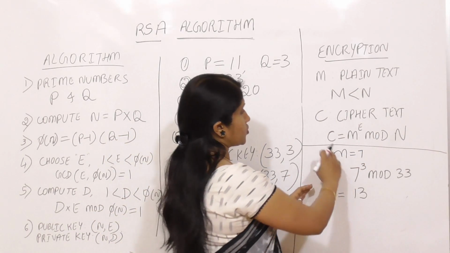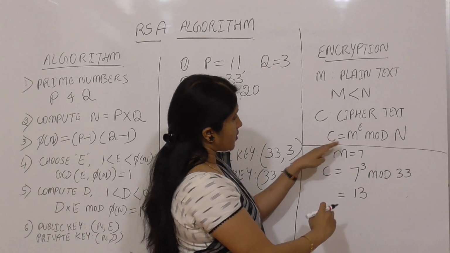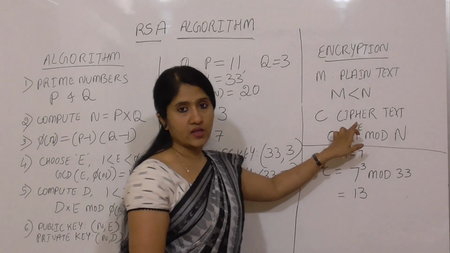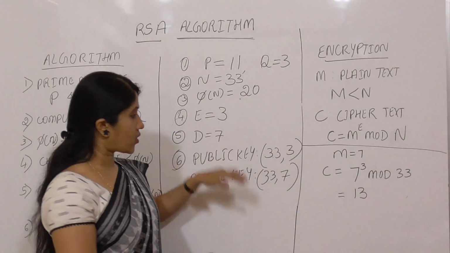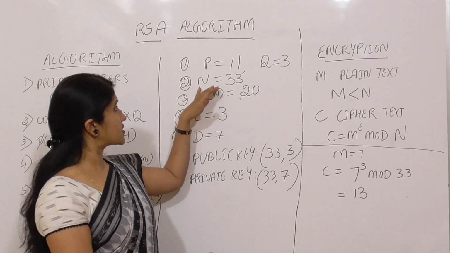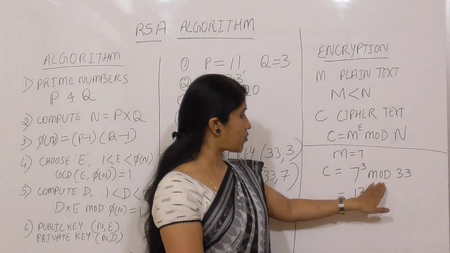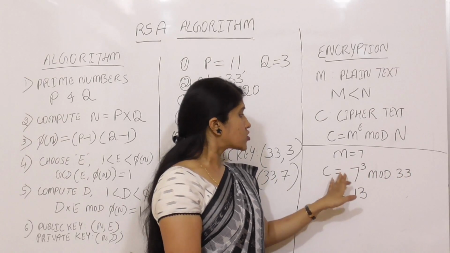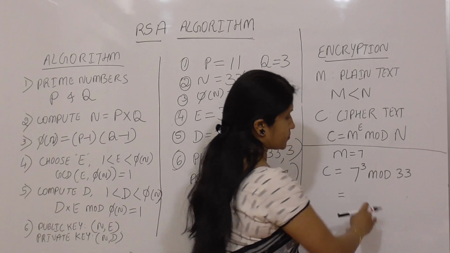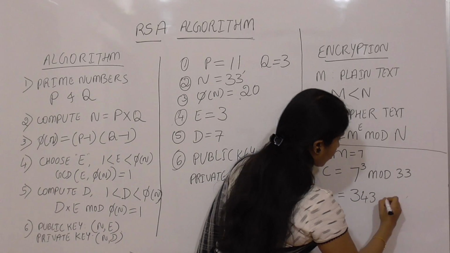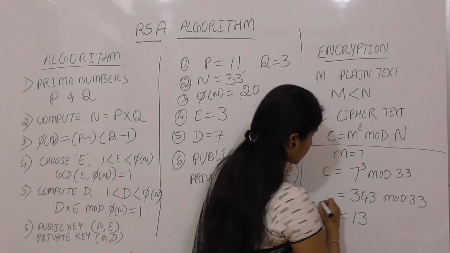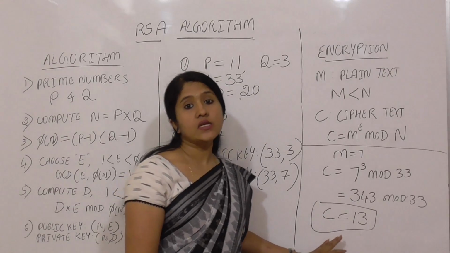Let me substitute it. So ciphertext, what is the formula now? M to the power E. M is 7, so 7 to the power of E. My E is 3. So 7 to the power 3 mod 33. See, here is the N, right? Mod N, mod 33. So I have substituted all the values. Just compute it. 7 to the power of 3 is nothing but 343, and 343 mod 33 is 13. So my cipher text C is 13 now.